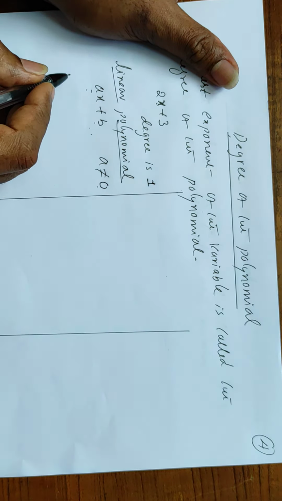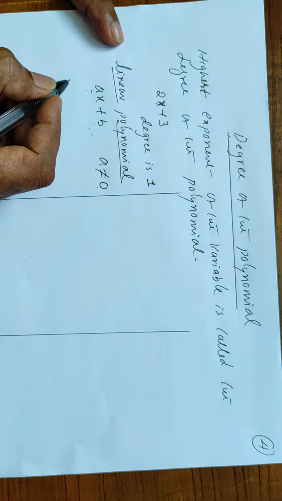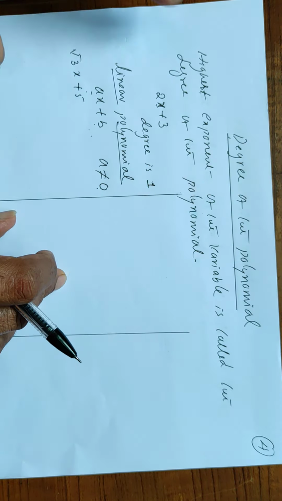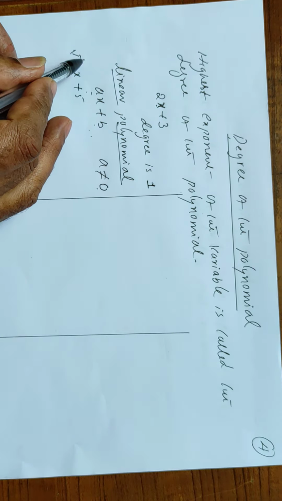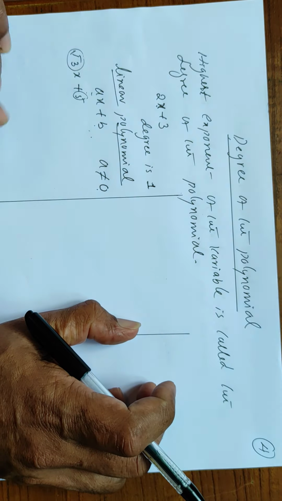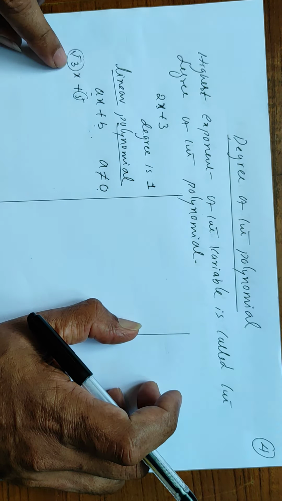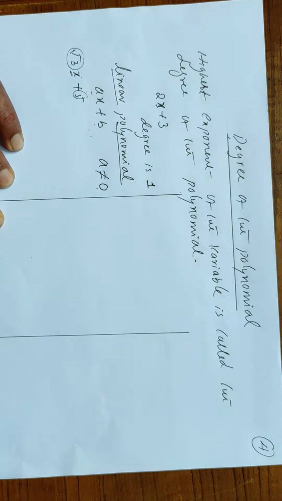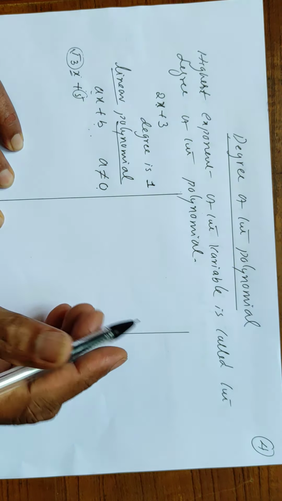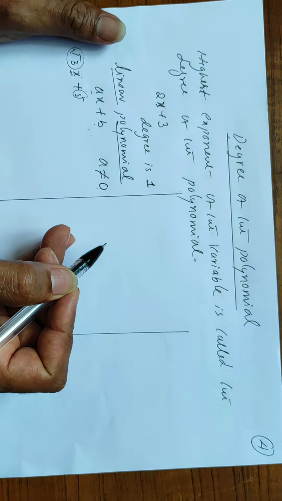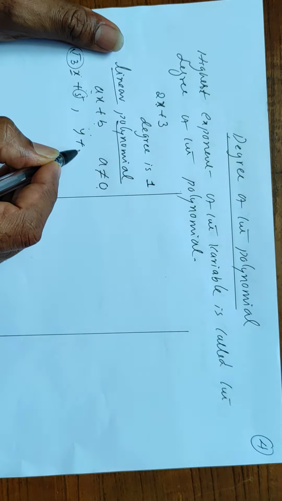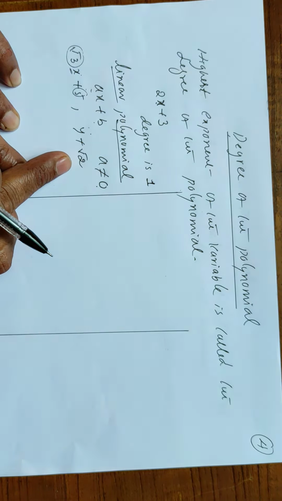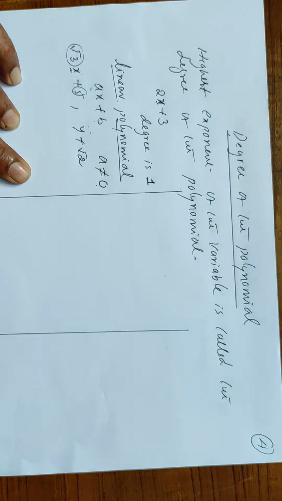Let me write some more examples for linear polynomial. Root 3x plus 5. Here coefficients may be any real number. Only thing is we have to consider the exponent of the variable. The exponent of the variable should be a whole number. y plus root 2 is a linear polynomial of degree 1.